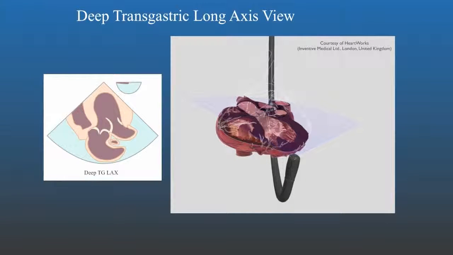Advancing the probe slightly deeper from the transgastric viewing depth and antiflexing the probe results in the deep transgastric view. It is typically achieved at between 45 and 50 centimeters in depth.